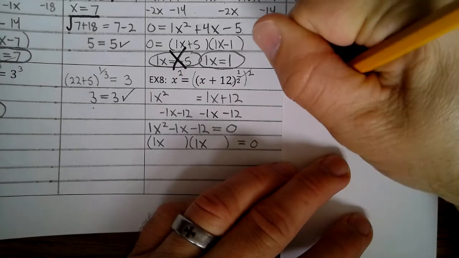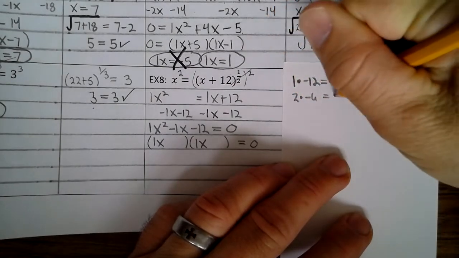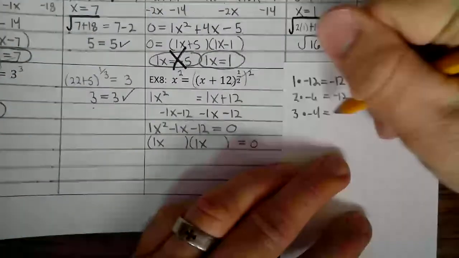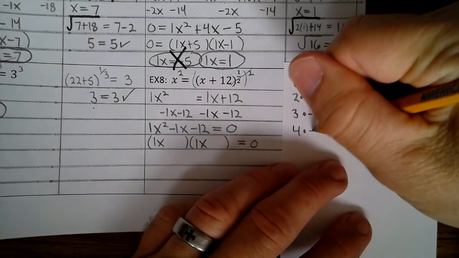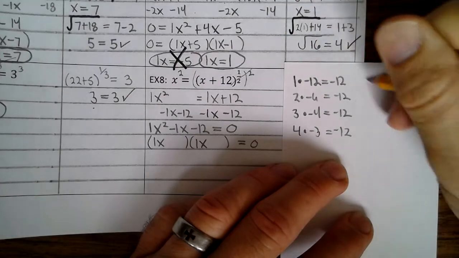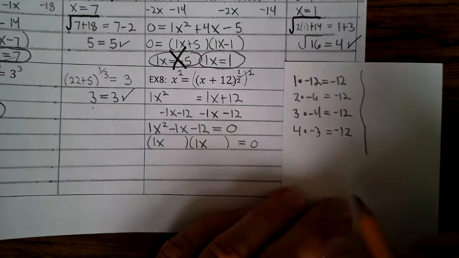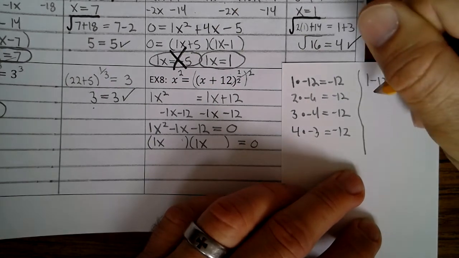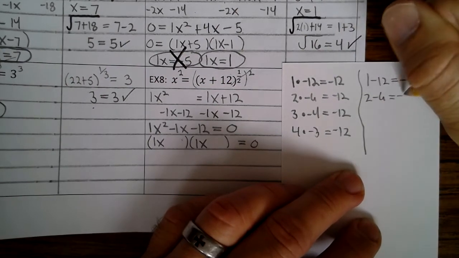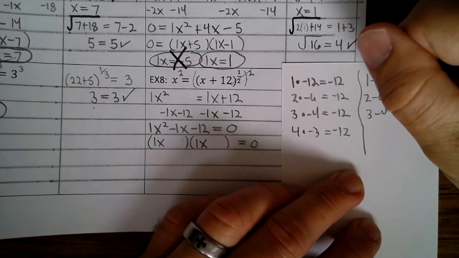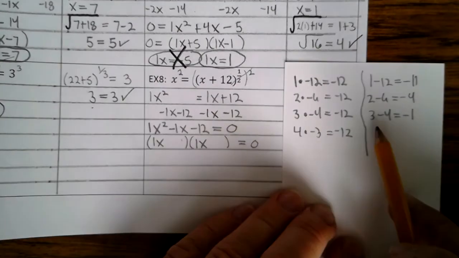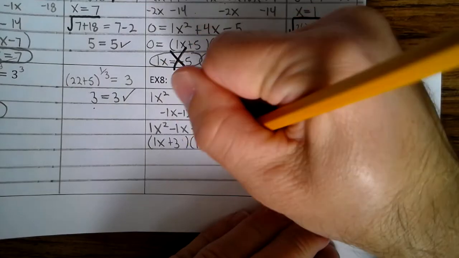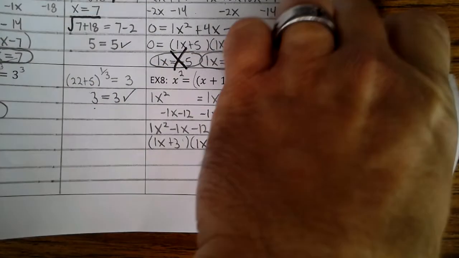Now we need to find the combination to make negative 1. So 1 minus 12 is negative 11. 2 minus 6 is negative 4. 3 minus 4 is negative 1. We have it. So it's x plus 3, x minus 4. All right. So you set 1x plus 3 equal to 0, 1x minus 4 equal to 0. So 1x equals negative 3 and 1x equals 4.